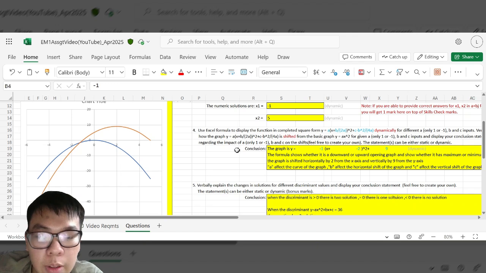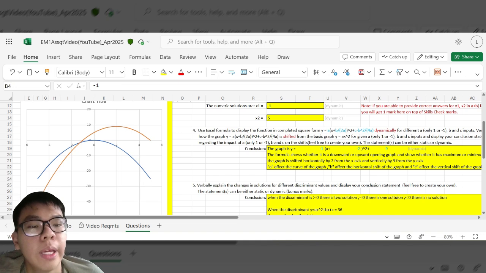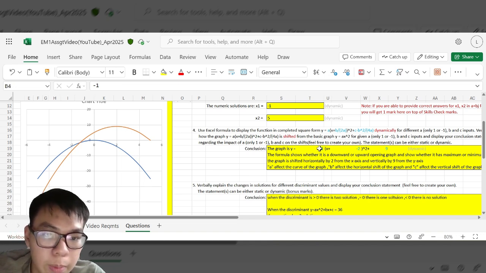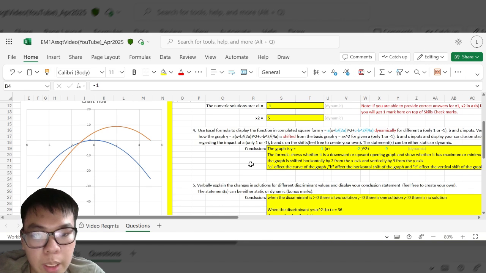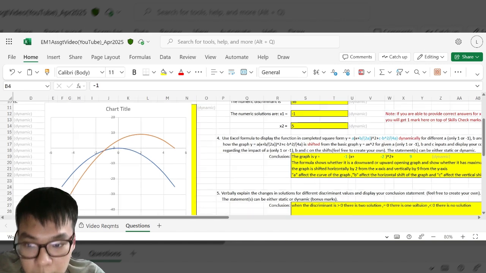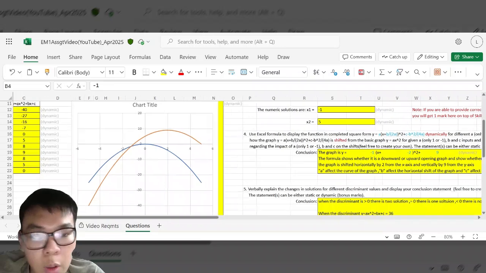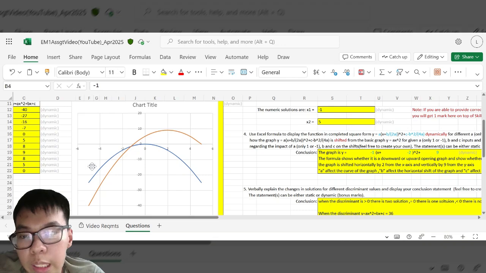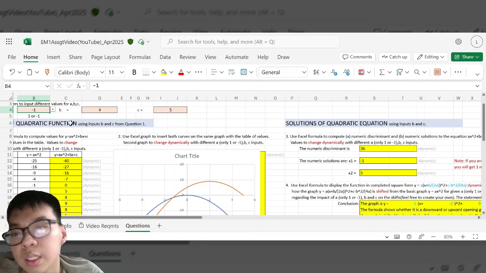So I will be explaining how the computed square graph is shifted from the basic graph y equals ax squared. So the input for both graphs will determine how the graph looks. Basically, when a equals -1, both graphs will be a downward opening graph. You can see here, which I'll call a sad face.